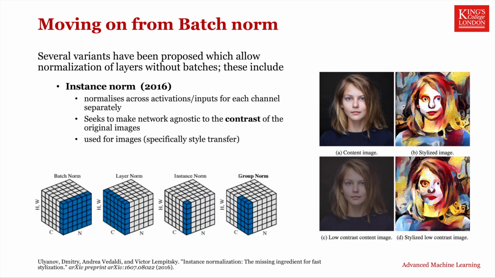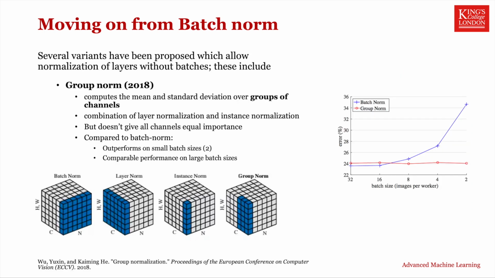Next is instance norm. This normalizes within channel but across activations in that channel in order to make the network contrast agnostic. This has been used successfully, for example, in style transfer generative models. Finally, for this diagram anyway, we also have group norm. So this instead considers groups of channels and normalizes across these. It can be seen as a combination of instance and layer norm without assuming that all channels have equal importance.